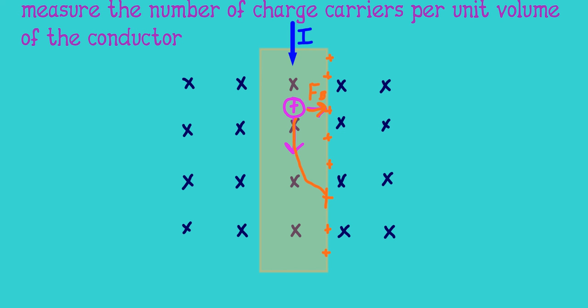Now that's the case if my charge carriers are positive. But what if my charge carriers are negative? Well, let's see what would happen in that case. Let's erase all of these so that I don't get confused. And we know that negative charges move in the opposite direction of positive charges. So I'd have a negative charge moving upward. Because again, we know that current is the direction positive charges move.